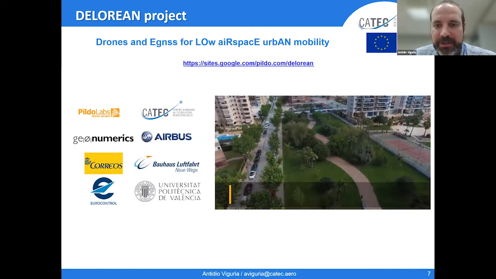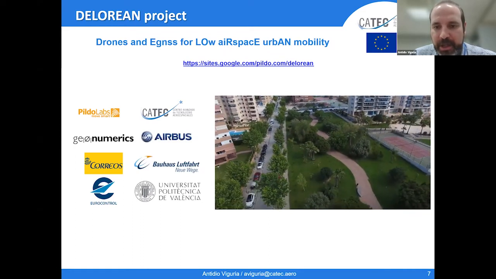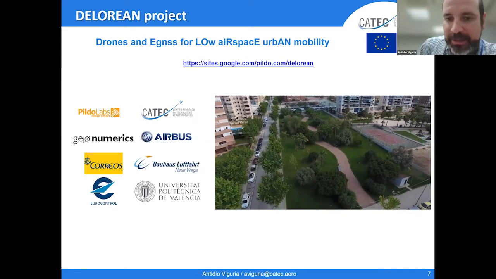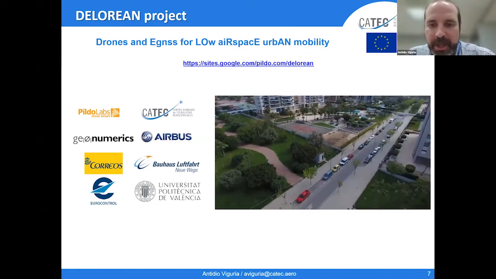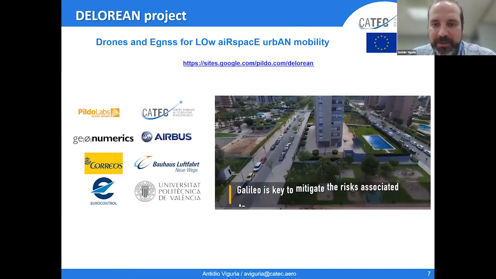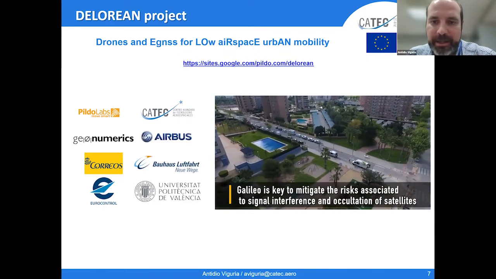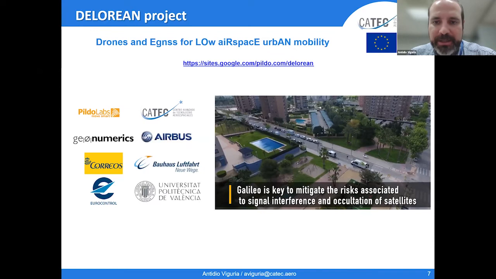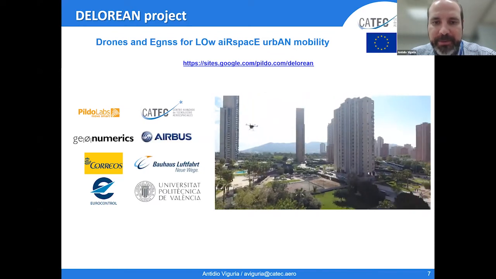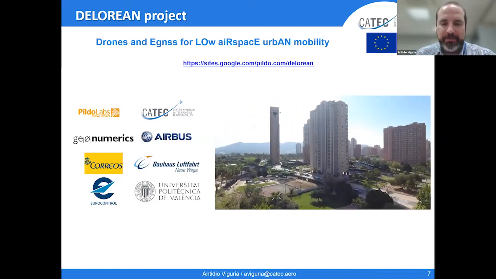So in this flight, you can see we have been flying in Benidorm in a very realistic, it's a city, but with a very nice sky view. And we have performed a number of flights in order to gather data and see how we can use this LiDAR information in order to complement the GNSS navigation solution in these urban environments as well.